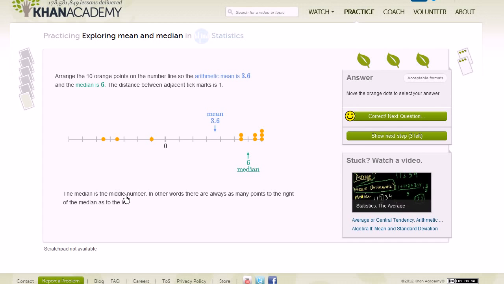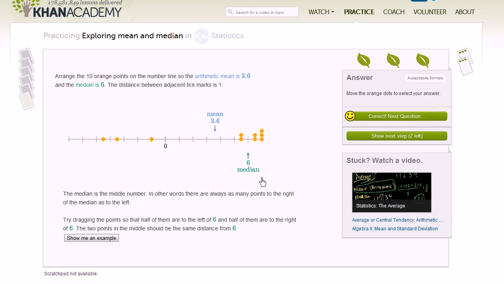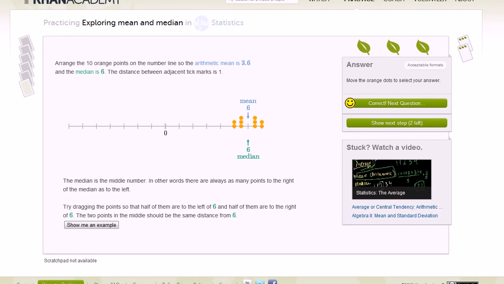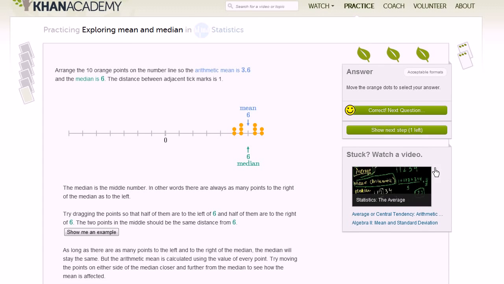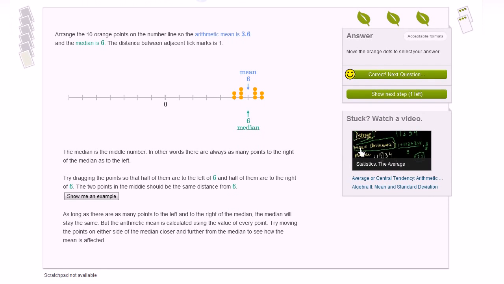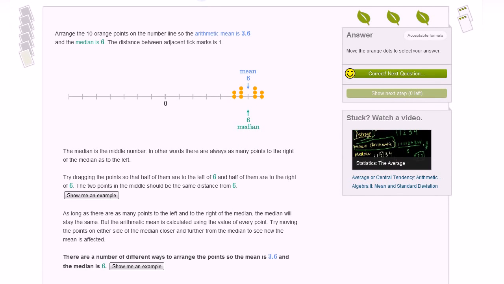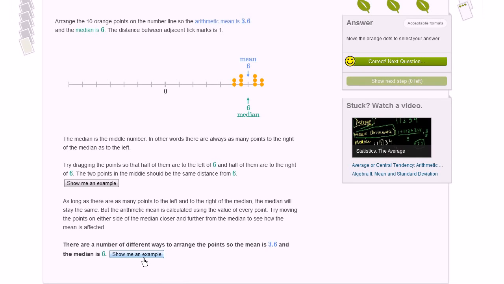So you define the median as a middle number. Then you show dragging points. Let's see. Show an example. So this is an example where the median and the mean are both 6. That just puts half the points to the left of the median, half the points to the right. That makes sense. And then you could keep going, but that doesn't solve the problem. And then you give a little more explanation there. And then finally, you talk about how you change this so that you can get the mean at 3.6. So let's see if you show that example. So there you go. It just moves a couple outliers out, to just affect the mean, but then the median doesn't change. Very interesting.